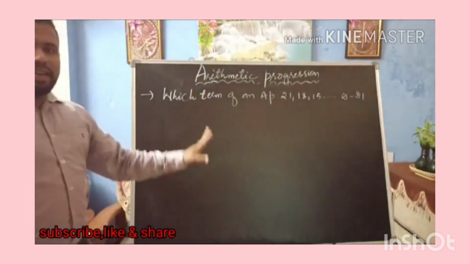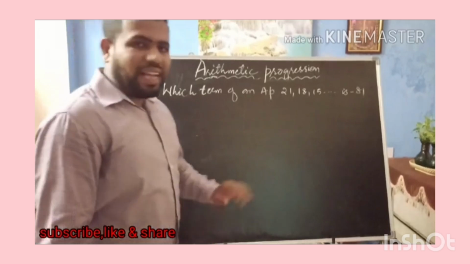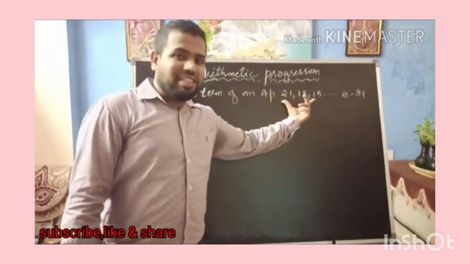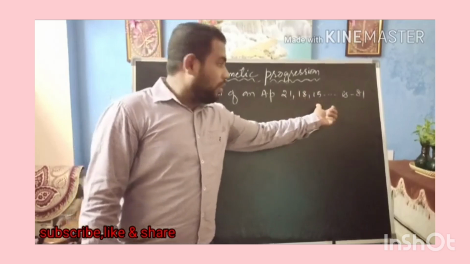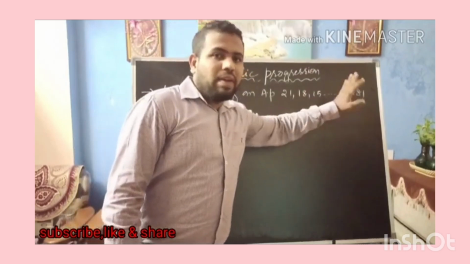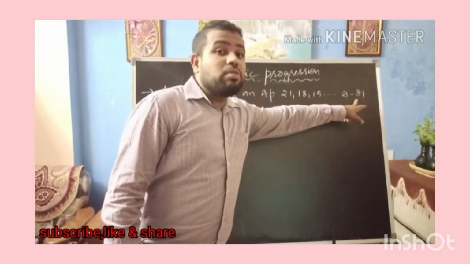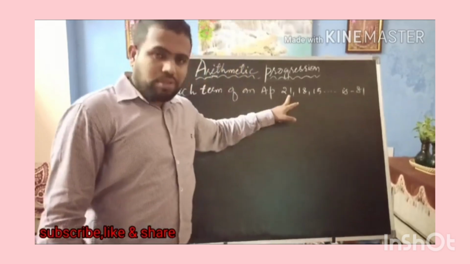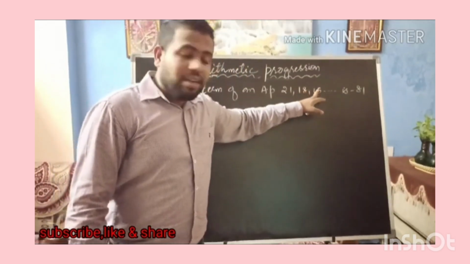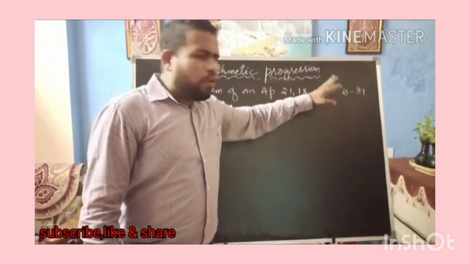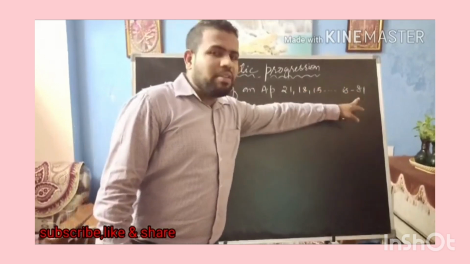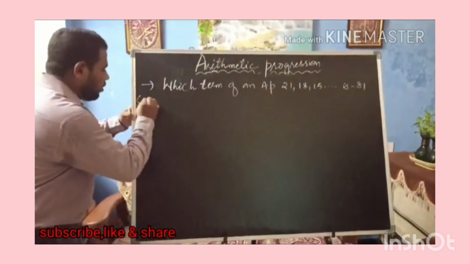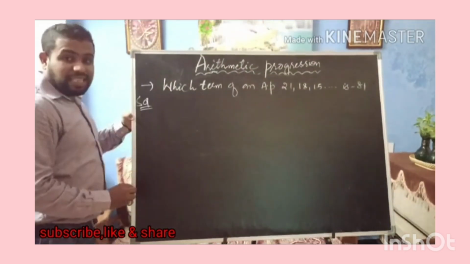This question is very simple and easy. Here we have to find which term of the AP, where the series is given as 21, 18 and 15, is minus 81. Here the first term is 21, the second term is 18, the third term is 15, and then the 4th, 5th. Similarly, which term is going to be minus 81? This is our task here.